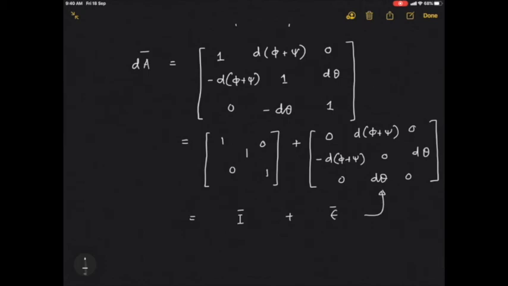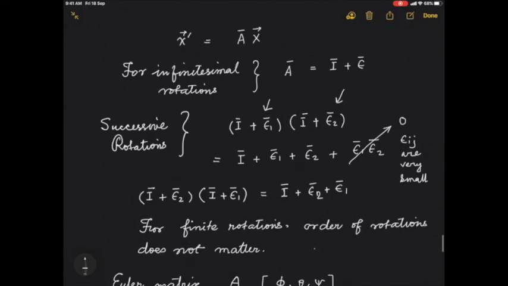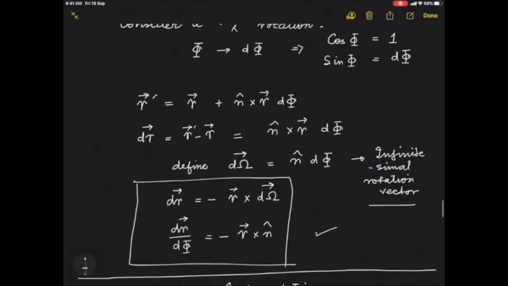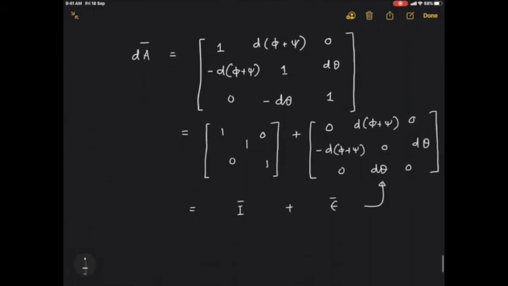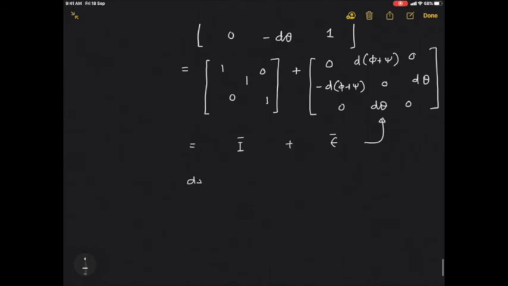And this has the form I plus epsilon. So this is your epsilon matrix, which is giving rise to the finite rotation that we are talking about. And you can check, so we wrote this d omega over here. You can check that d omega will come out to be d theta x cap plus d of phi plus psi z cap.